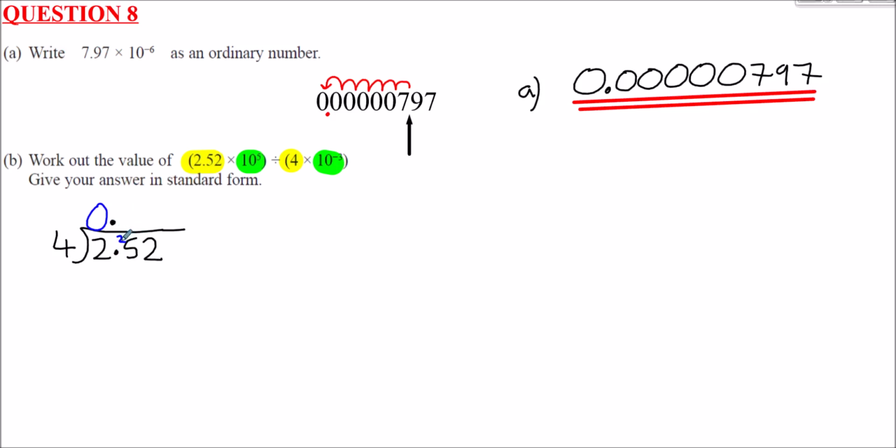That 5 is now 25. 4s into 25 goes 6, with 1 left over. So then we put down 1 as the remainder. And finally 4s into 12 goes 3 exactly. So that's exactly 0.63. And so this here becomes 0.63, just dividing the normal numbers together.